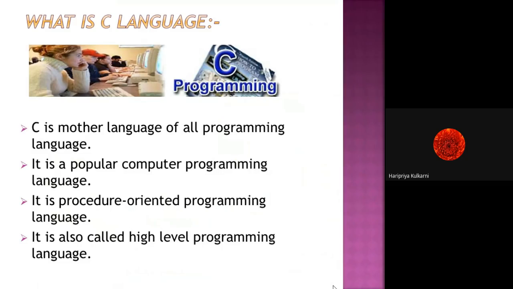So what is a C language? There are various types of languages. As somebody already said, C is the mother language of all programming because it is very popular. It is the first programming language which has been developed, and it is procedure oriented. With respect to this, I would like to tell you that there are two types of languages: sequential and non-sequential. Non-sequential is also called a concurrent language, but here C is a procedure oriented or sequential language.